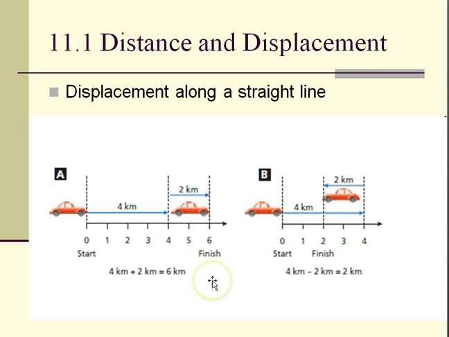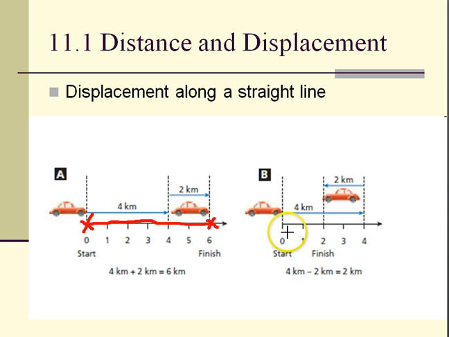So displacement, remember, has to have a distance and a direction. If we're looking at displacement between these two scenarios, I have a car that's driving, it drives 4 kilometers, it stops, maybe at a red light, but then it goes 2 more. So displacement is just the distance from start to finish. I started here at 0, I ended at 6, so my total displacement is 6 kilometers.